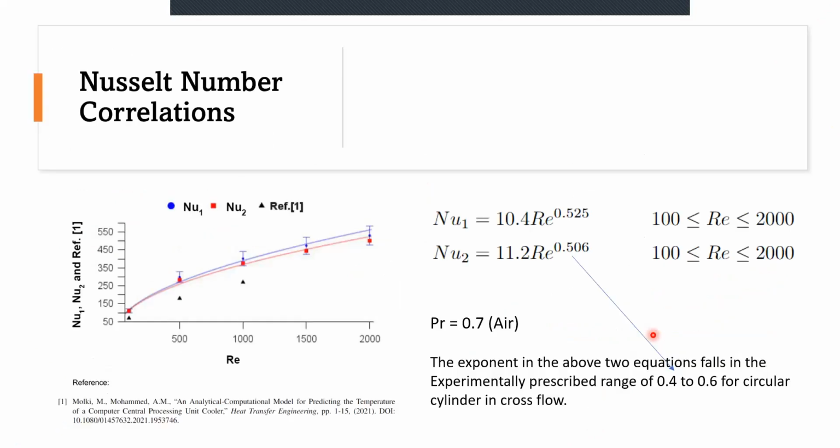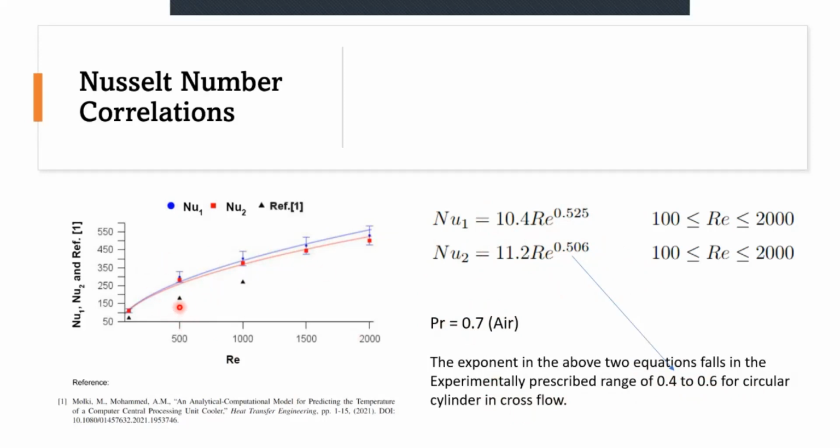Also, another plot can be drawn for Nusselt number versus Reynolds number, where we can see Nusselt number increases with the increase in Reynolds number. And from these plots, we can draw two correlations like this. The Prandtl number doesn't come into this correlation because it is for air and Prandtl number is 0.7. And we can validate these correlations: this exponent term falls in the range of 0.4 to 0.6, which is an experimentally prescribed range of 0.4 to 0.6 for a circular cylinder in cross flow.